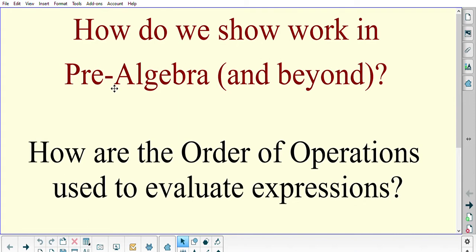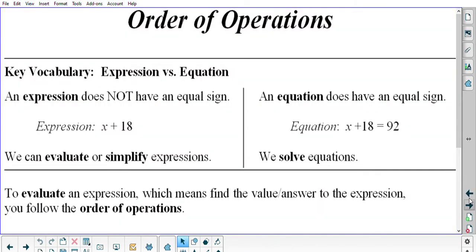So I'm talking to you guys as well, and we're going to be starting by looking at how the order of operations is used to evaluate expressions. Out in front of you, you should have your guided notes called order of operations. At the very top, you should see what I'm showing you right here, where we have some key vocabulary. You can read this to yourself. I'm going to go ahead and read this out loud.